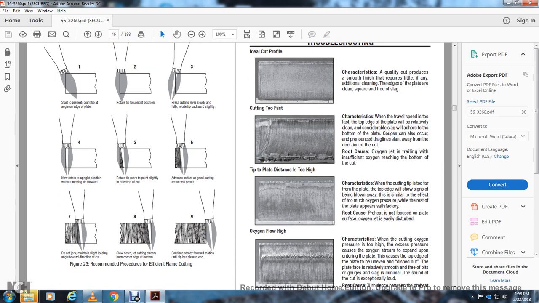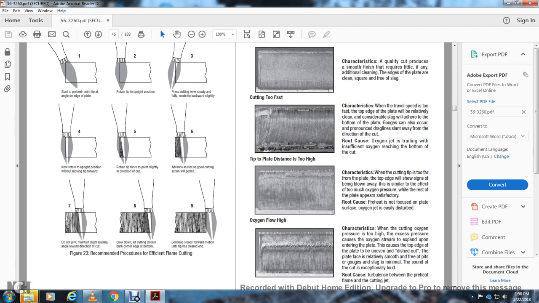Oxygen flow characteristics: oxygen flow too high. Characteristic: when the cutting oxygen pressure is too high, the excessive pressure causes the oxygen stream to expand, entering the plate with the cut at the top of the edge of the plate, with uneven dishing out. The plate face is relatively smooth and free of pits. If gouging, slag is minimal, and the sound of the cut is exceptionally loud. Root cause: turbulence between the preheating flame and the cutting jet.